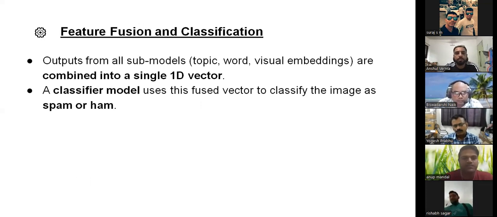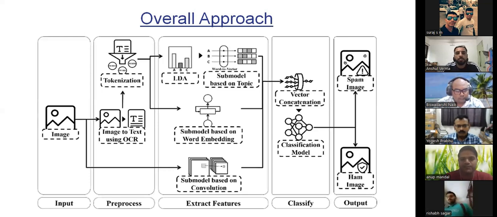Continuing with the architecture, the paper outlines how these submodels' outputs are fused for classification. The topic-based word embedding and convolution-based features are merged into a single one-dimensional vector. This is fed into a fully connected neural classifier, which outputs whether the image is spam or ham. This fusion approach was chosen because each model brings a unique advantage. OCR captures embedded text, NLP captures semantics, and CNN captures layout and visual patterns.